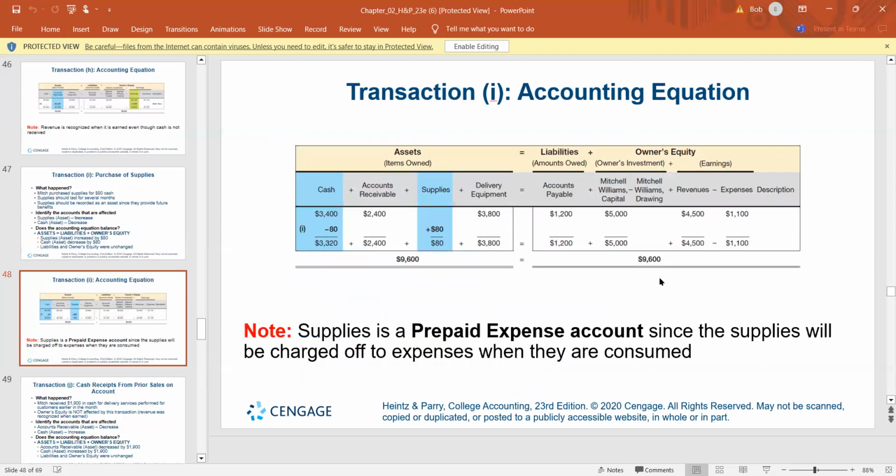And look at how our equation is growing. We now add supplies and we reduce cash, and we're still in balance. Supplies is what we call a prepaid expense, since the supplies will be charged off to expenses when they're consumed. And we're going to do a lot of that when we get to chapter 4, I believe. Start learning about adjusting journal entries, okay?